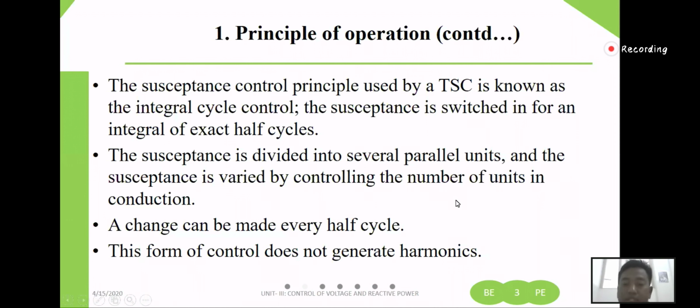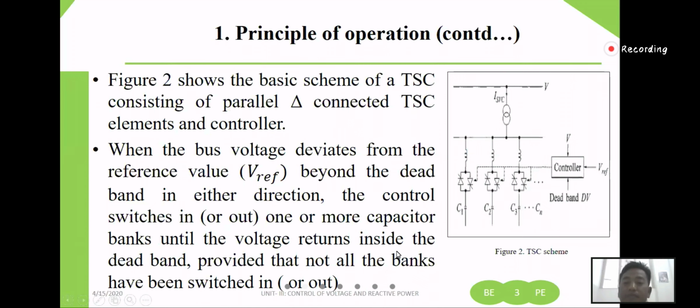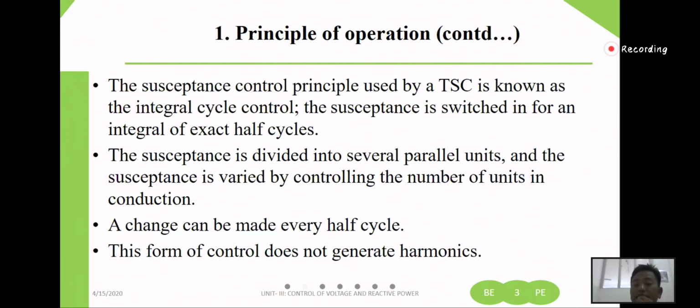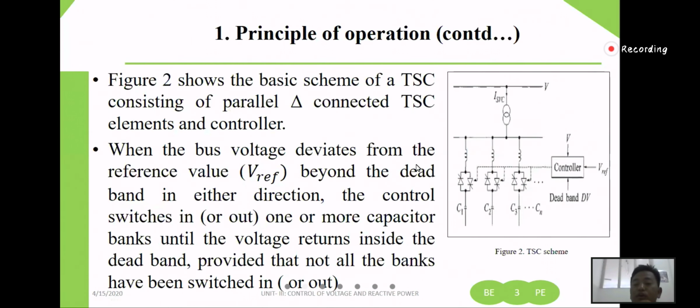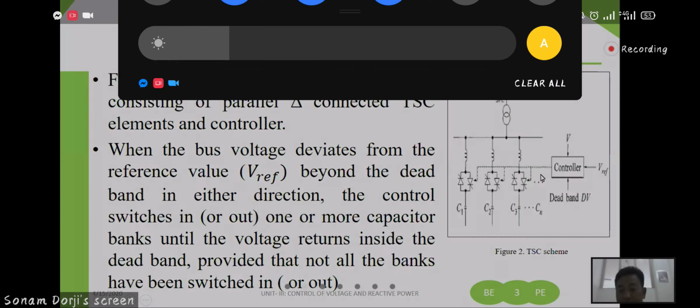Now we'll see how we can apply this TSC to control the voltage. Okay, so the basic theory of TSC we have learned. Now we'll see how to apply this TSC to control our voltage, which means we are controlling the reactive power. This figure shows how to implement the TSC. It has been said that the basic scheme of the TSC consists of parallel delta-connected TSC elements and a controller.